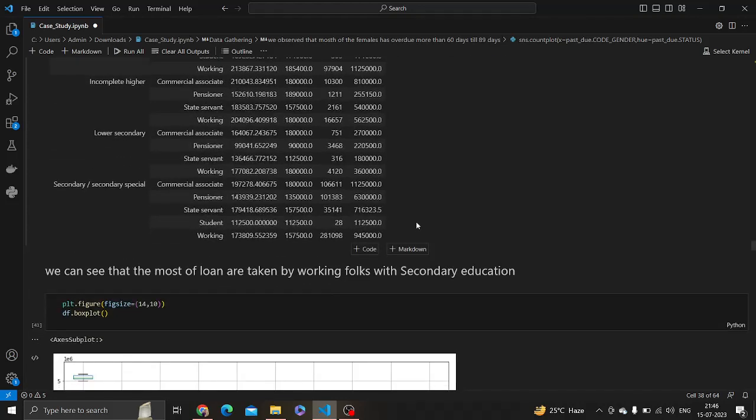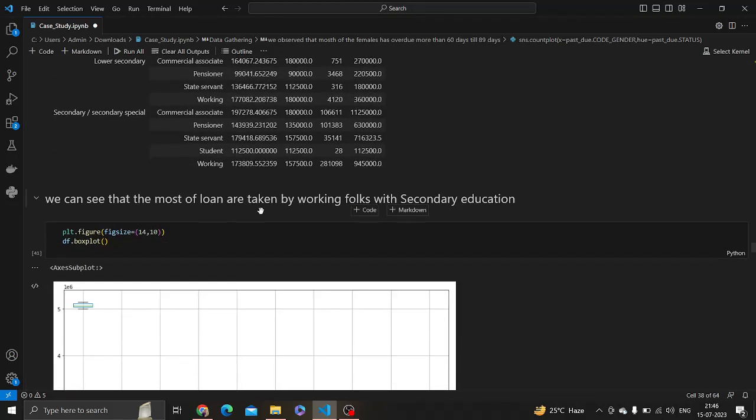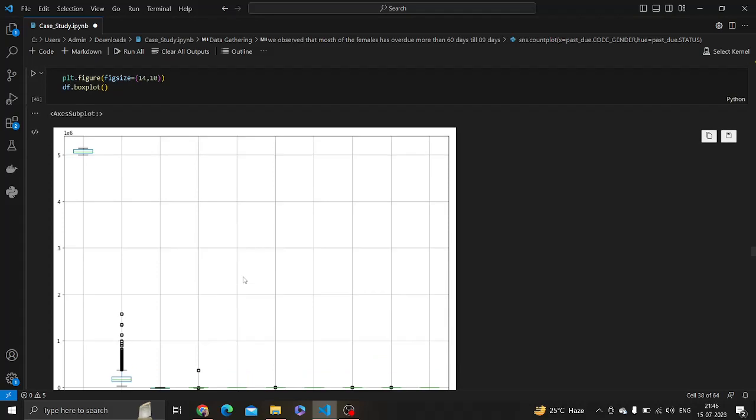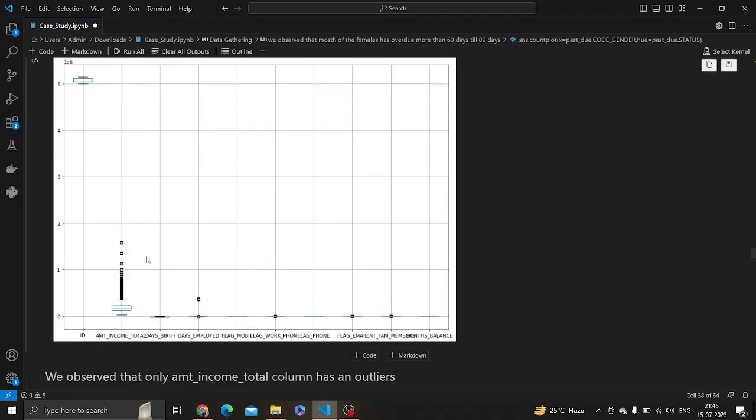Okay. We can see that most of the loans are taken by working people with a secondary education. So most of the people who are working with secondary education, they had taken the most loans. Okay, so I'm finding out the box plot. This is a box plot. We are able to find out the outliers of that person.